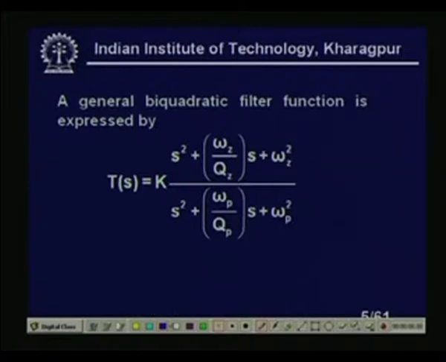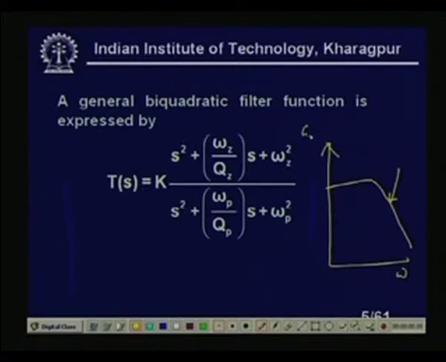So, let us first look at the second order structure. Suppose I have a low pass filter of a second order structure. The low pass characteristics will look like this. If this is the frequency omega and this is gain, you will find that the slope will be minus 40 dB per decade, right.